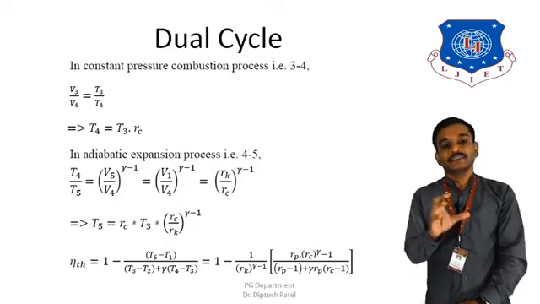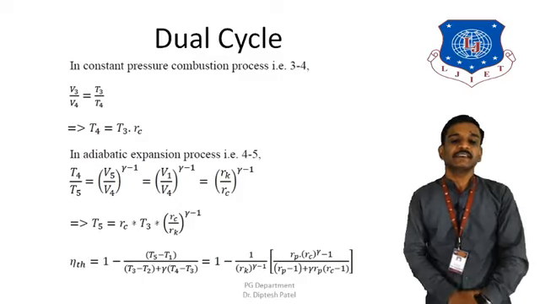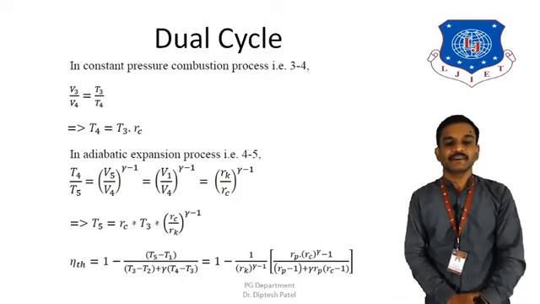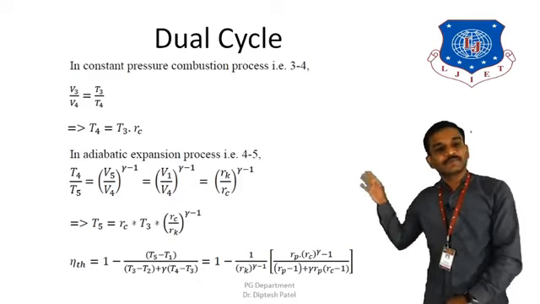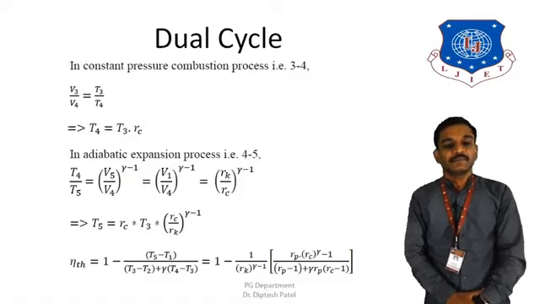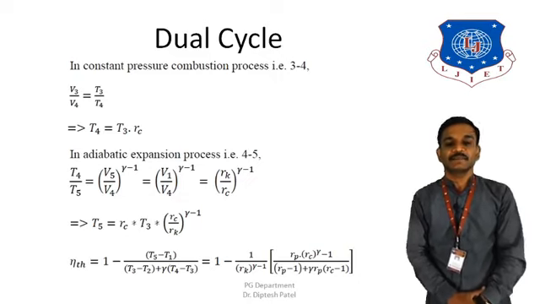Now I'm going to use all these terms for the different temperatures and put them in the formula of thermal efficiency. As I said, thermal efficiency is equal to 1 minus T5 minus T1 divided by T3 minus T2 plus gamma T4 minus T3. If I put the values of T5 and T4 in this equation, I get 1 minus 1 upon RK raised to gamma minus 1 inside the bracket RP into RC raised to gamma minus 1 divided by RP minus 1 plus gamma RP RC minus 1. So that is the thermal efficiency of the dual cycle.